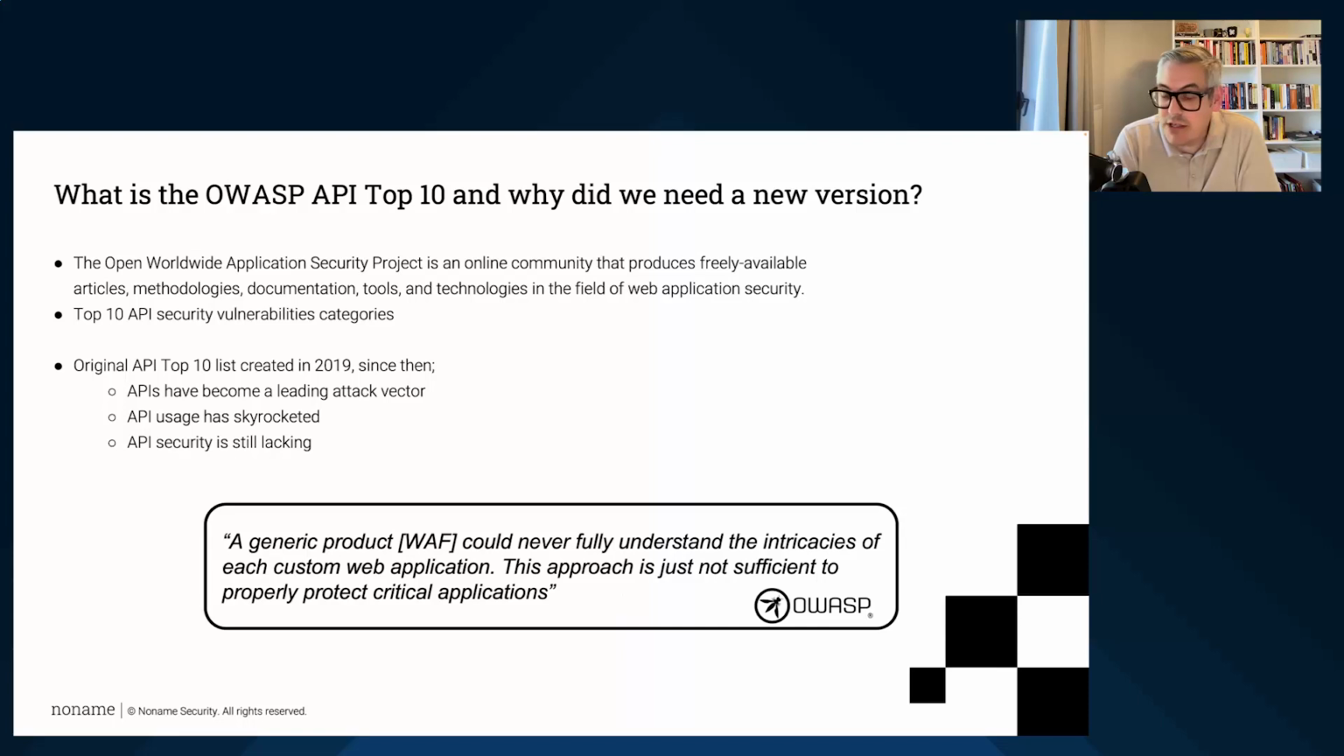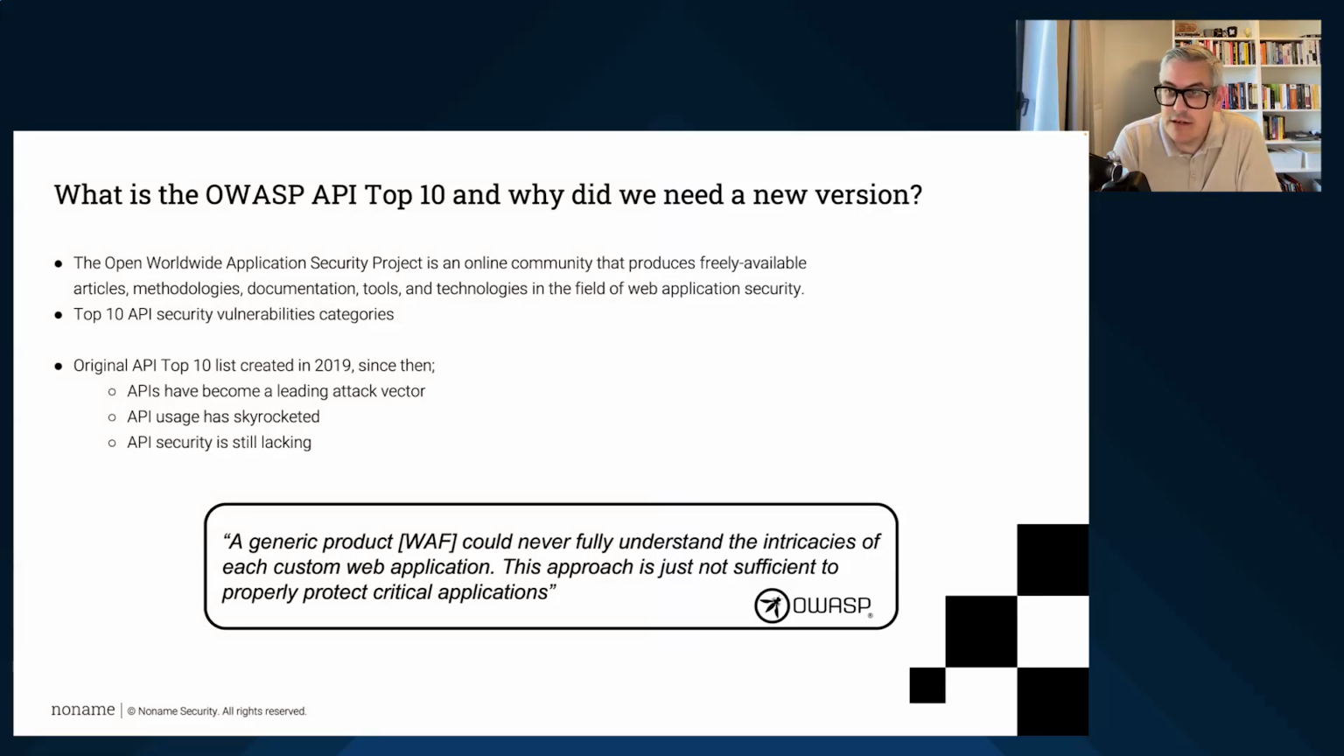The original API top 10 list was created in 2019, I believe released on the last day of 2019. But since then, we've seen that APIs have become the leading attack vector. There are a lot of publicly disclosed breaches that we see on a weekly basis involving APIs. The usage of APIs has really skyrocketed as well. It's typically the way that we build new types of applications. The way that we bring services to market is on the basis of APIs. And security is still lacking around APIs.